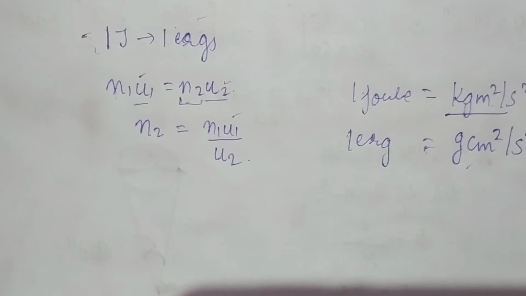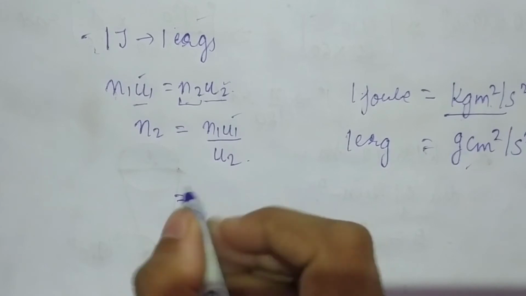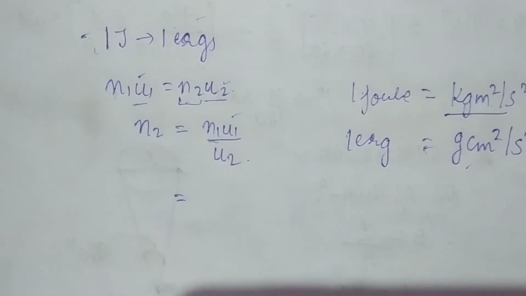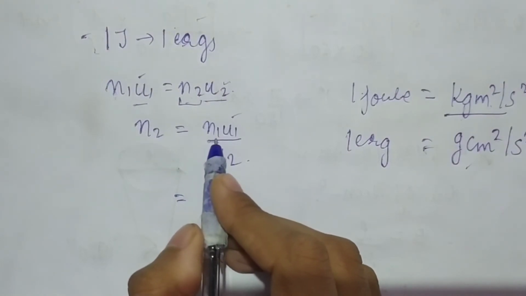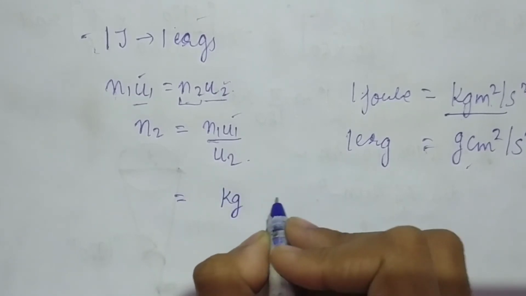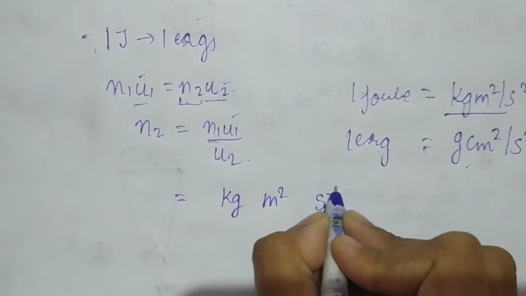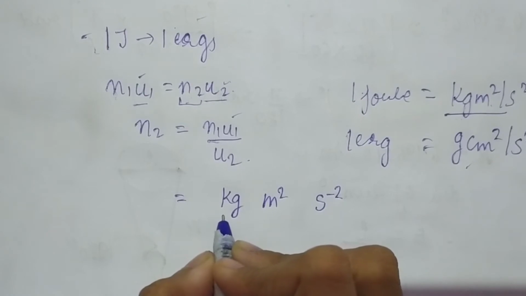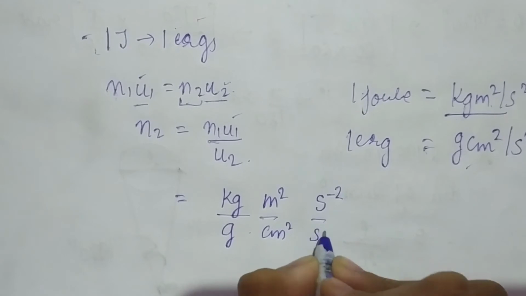Now let us see. We already know n1 is a constant, so its dimensions are dimensionless, and we can eliminate this n1. We will be having u1 in kg, meter square, and second inverse square. And the dimensions of u1 will be gram, centimeter square, and second inverse.